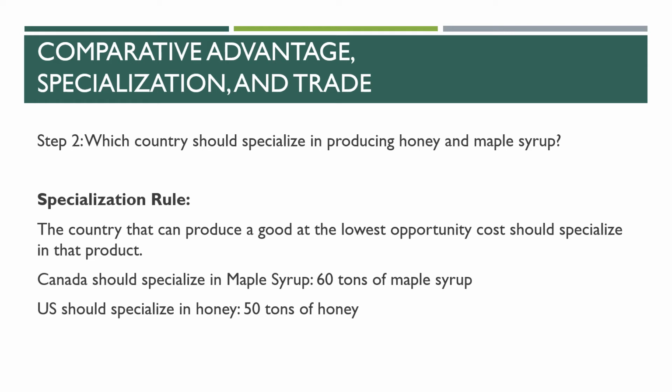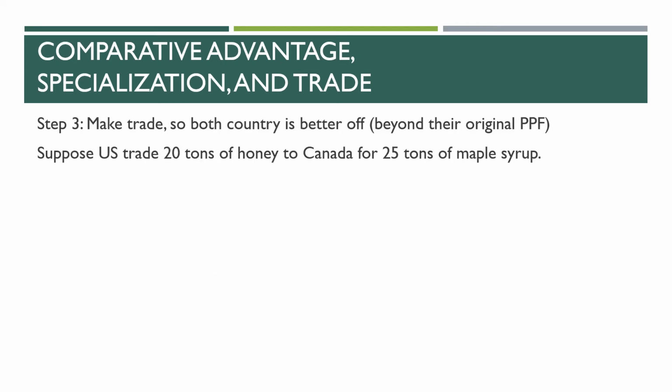Once we follow the specialization rule in these steps, the last step here is to make a trade proposal. So in this case, we are proposing that the United States trade 20 tons of honey to Canada in exchange for 25 tons of maple syrup.